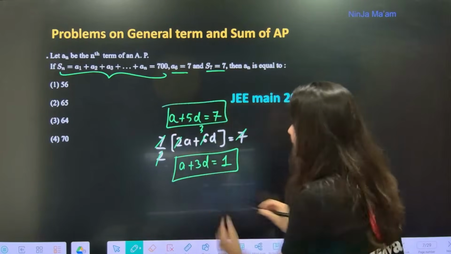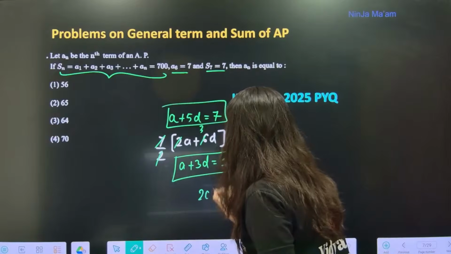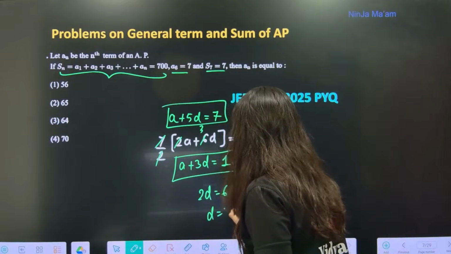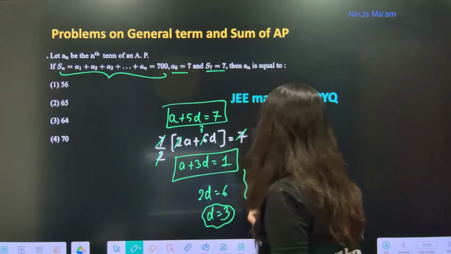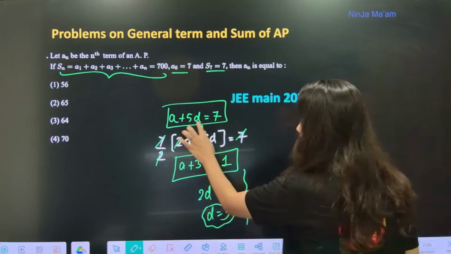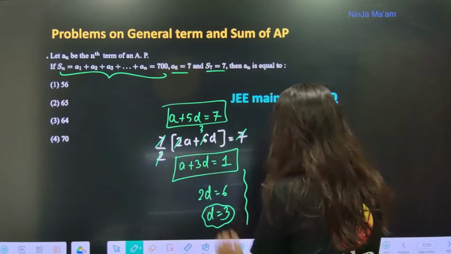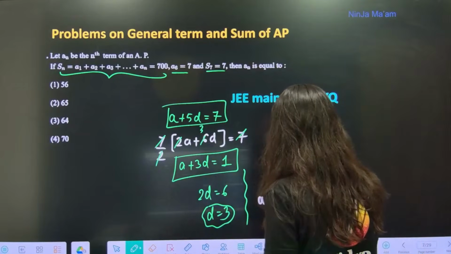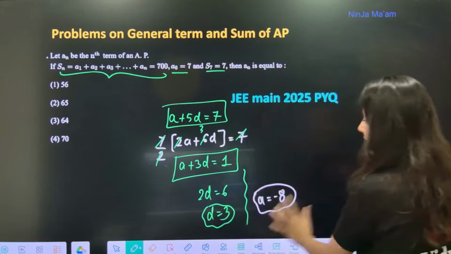So you've got two equations, two unknowns. Just subtract these two equations. So 2D is equal to 6. D is nothing but 3. Okay. D is 3, my dear students. The moment your D is 3, your A will be minus 8. Now A and D are sorted.